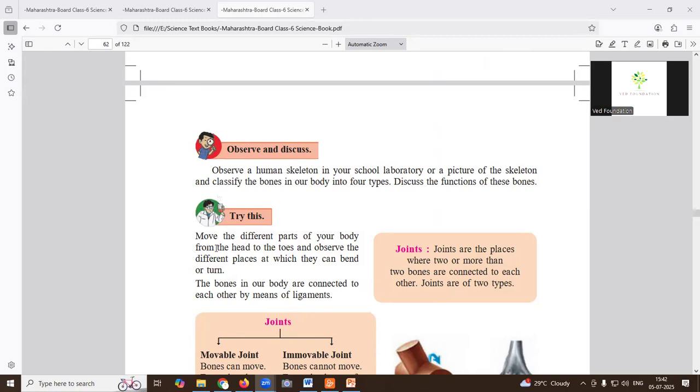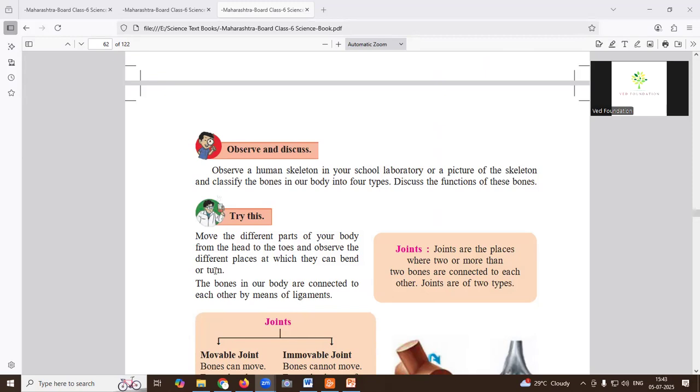Move the different parts of your body from head to toes and observe the different places at which they can bend and turn. Observe your body, observe toes and fingers, and observe where they bend.